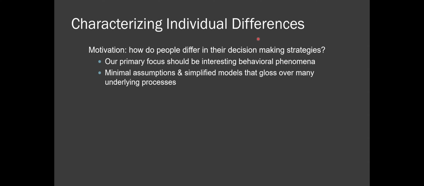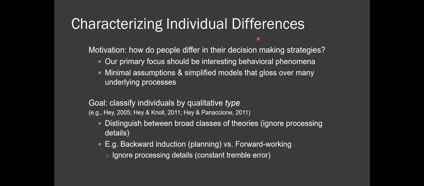Now, you can contrast that axiom-focused approach to one that's focused on characterizing individual differences. And here, the motivation is that we'd like to know how people's strategies differ from one another. In order to do that, we're going to make minimal assumptions and use simplified models that gloss over a lot of the underlying processes. So this work is well characterized by the work of John Hay and his colleagues, where they're trying to classify people by qualitative types. So they want to distinguish between broad classes of theories, for example, people who use backward induction to plan ahead versus people who don't plan ahead and are characterized as forward workers.